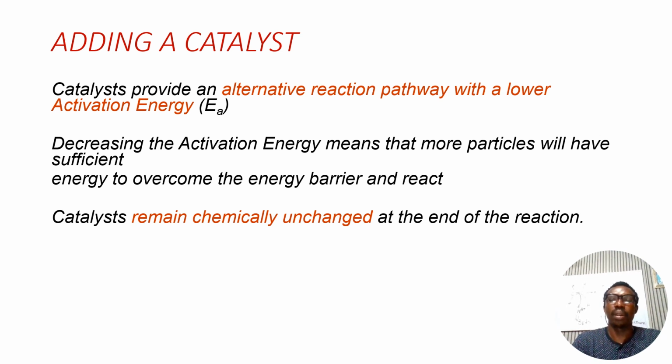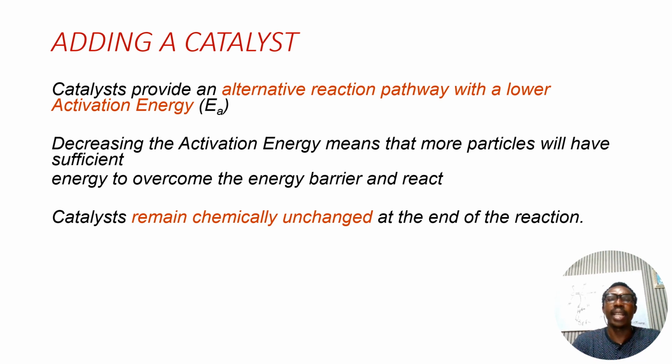A catalyst is any substance that speeds up the rate of a chemical reaction and itself remains chemically unchanged at the end of the reaction. So what happened? The catalyst lowers the activation energy by providing an alternative reaction pathway. So catalysts provide an alternative reaction pathway with a lower activation energy.